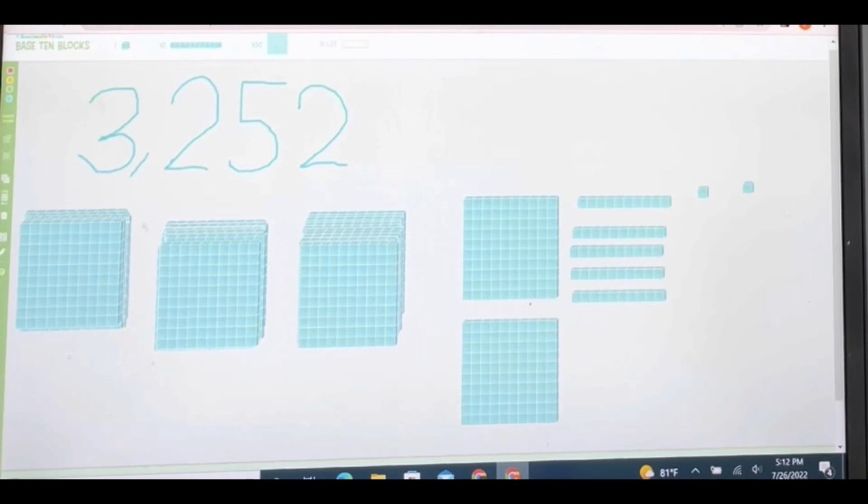So again, there's 2 in the ones place, so that equals a value of 2. 5 tens in the tens place, which equals a value of 50. 2 hundreds in the hundreds place, which equals a value of 200. And 3 thousands in the thousands place, which equals a value of 3,000. 1, 2, 10, 20, 30, 40, 50, 100, 200, 1,000, 2,000, 3,000.